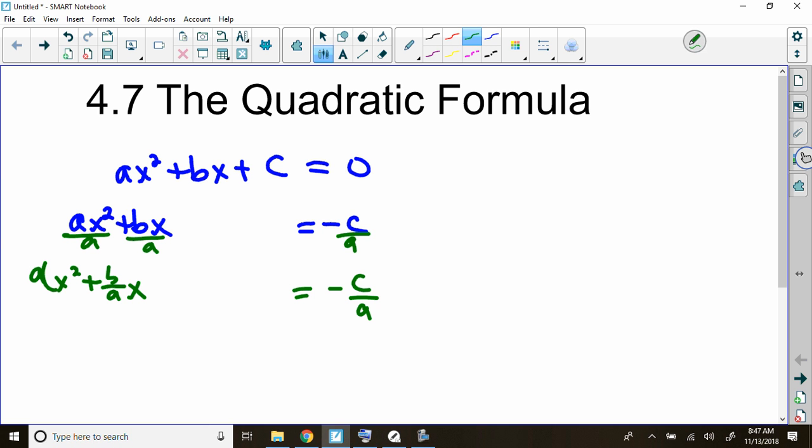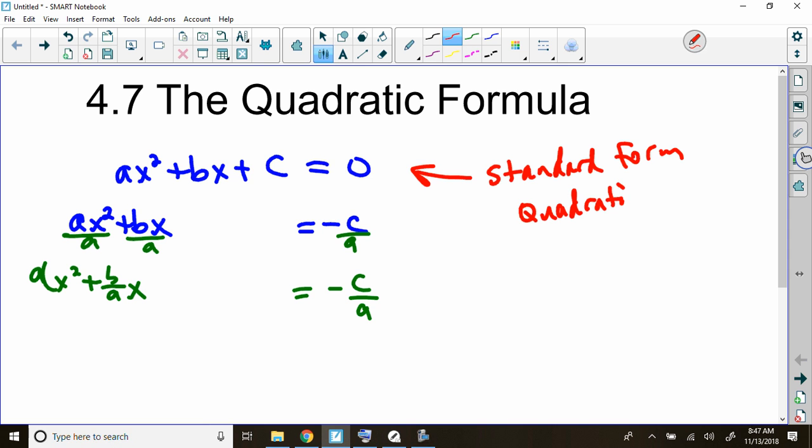Now, the following steps are not necessary for you to know. You do need to know this overall process. It's probably going to be a question on a quiz. This is a standard form quadratic equation. And what I'm about to do to it is to solve it for x by using a technique that we spent all last week studying.